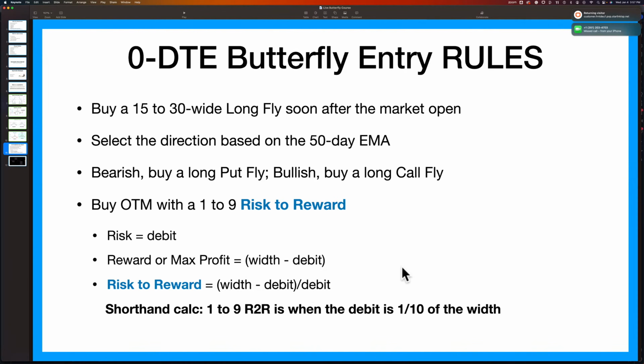An example of that, say a 20 wide, that would be $2,000 potential profit. And let's say that its debit was $200. So $2,000 minus $200 is $1,800, right? And so $1,800 would be the max profit of that fly, a 20 wide with a $200 debit. And then you divide the debit into that max profit, and you get the risk to reward. In that case, it would be 9. So shorthand, basically to get a risk to reward of 9, that's the key, is to just put the fly on in such a way that the debit is 1/10 of the width.